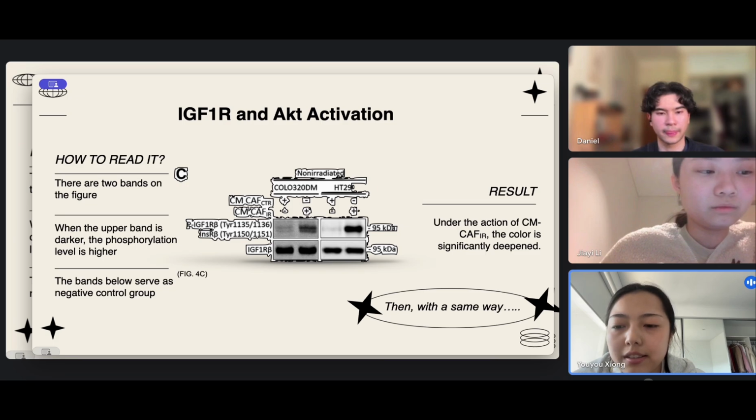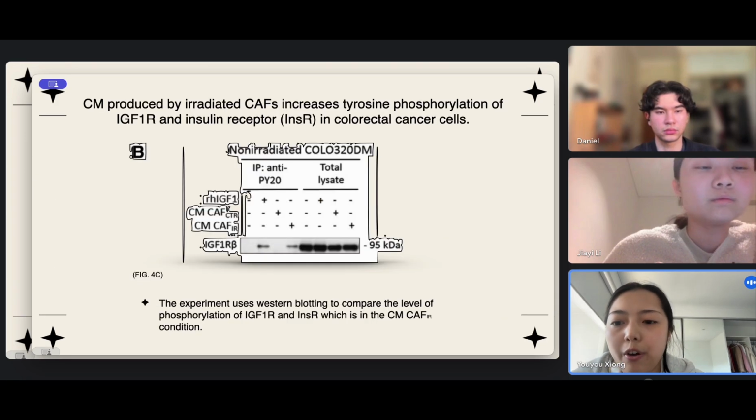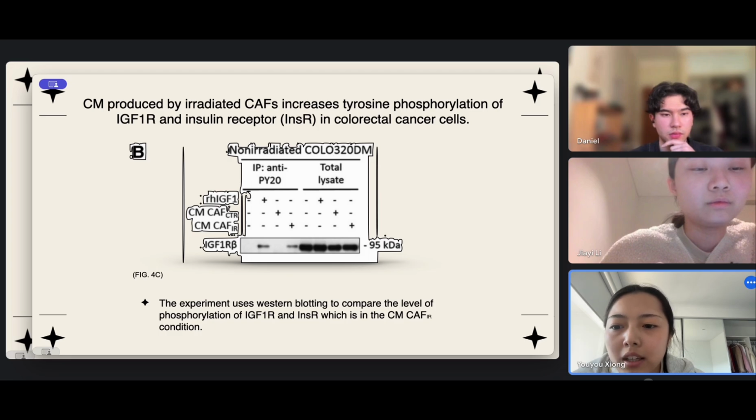The bands below serve as negative control group to confirm that the total protein mass of the samples is the same. It's obvious that under the action of CM-CFIR, it's displayed as a plus symbol, and the color is significantly deepened. We can also know from using the same research method, CM produced by irradiated CAFs increase tyrosine phosphorylation of IGF-1R and the insulin receptor in colorectal cancer cells. The experiment uses Western blot to compare the level of phosphorylation of IGF-1R and INSR, which is in CM-CFIR condition.